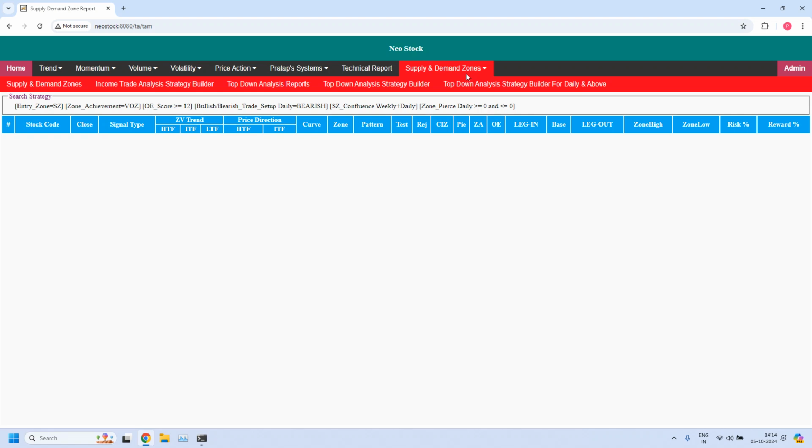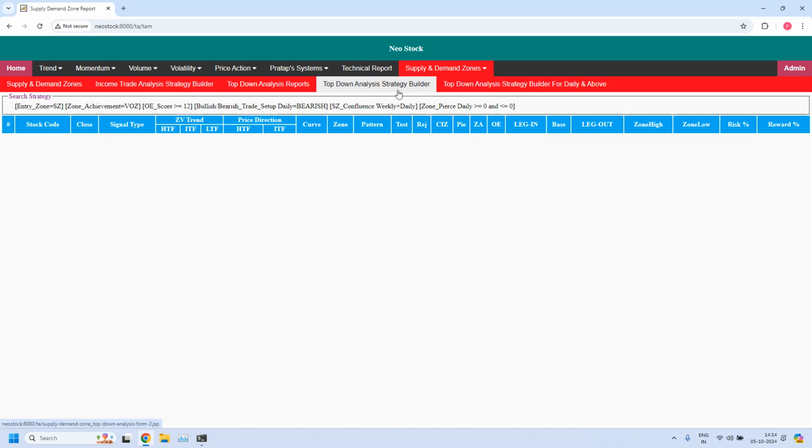ITF Confluence, but that stock supports, RVL Bank supports bearish trade setup. But the only additional probability parameter is not there, that is, it is not having ITF Confluence. But still it is a bearish trade setup, that you should not forget.